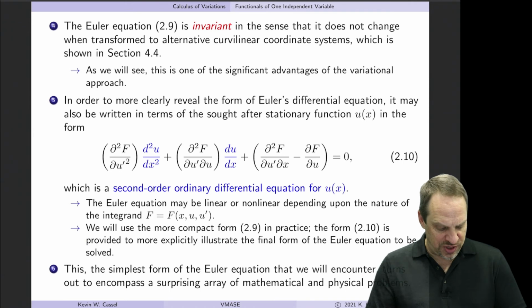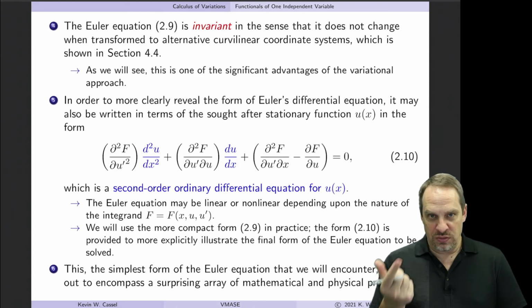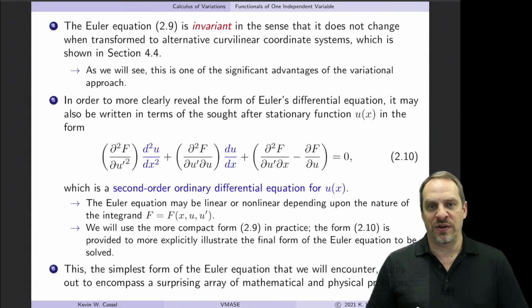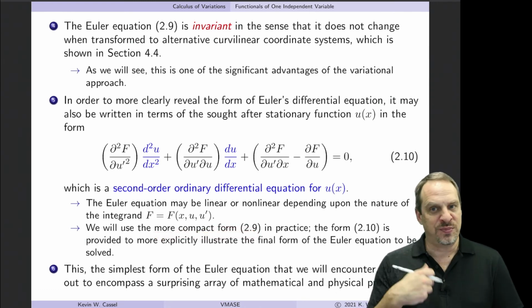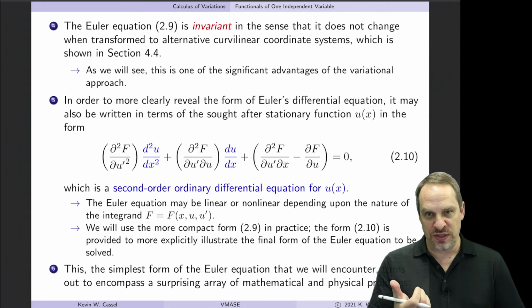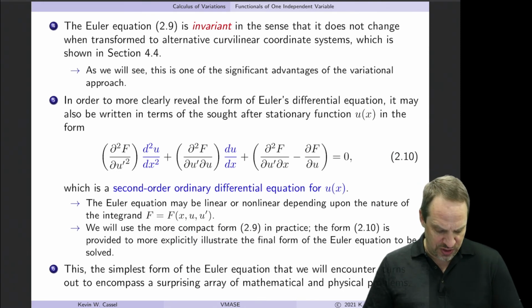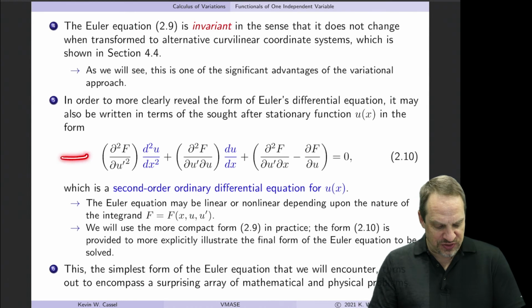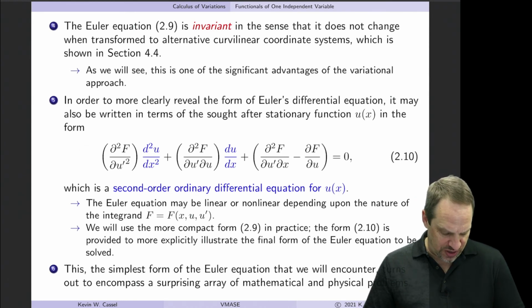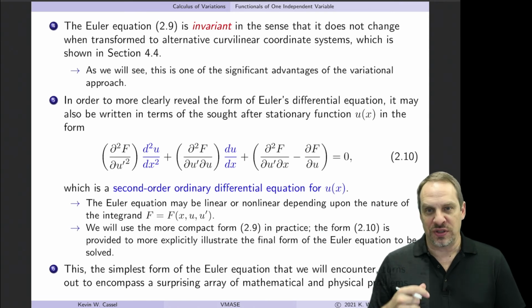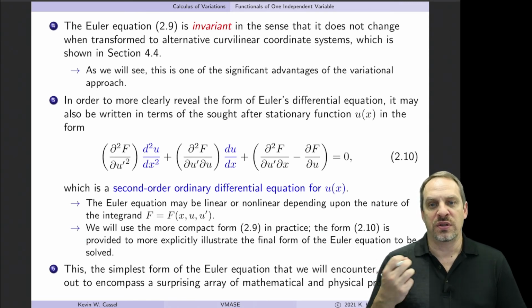Now, is this linear, nonlinear? It all depends. It depends on how f behaves with respect to u and u prime. But in any case, it's a second order, linear or nonlinear, ordinary differential equation that we will solve to get u of x. Now again, we'll use the more compact form 2.9. It's much easier to remember and it's easier to use in practice, as we'll show in an example. But this is just to show you more explicitly, in a more familiar form of a differential equation, what we end up getting.